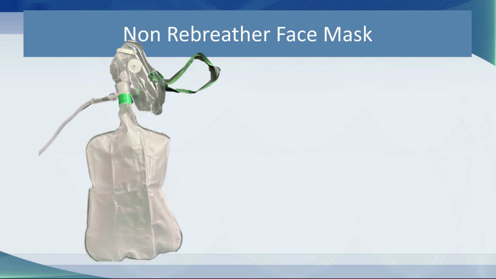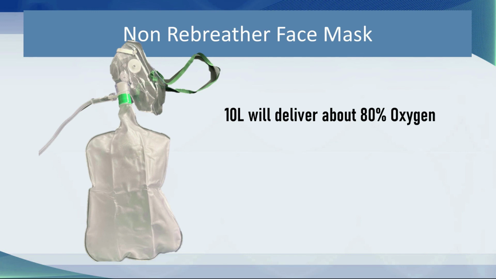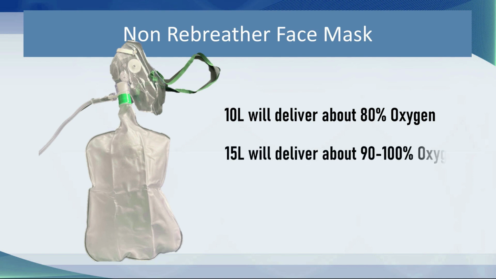With the non-rebreather, 10 liters will deliver approximately 80% oxygen. So this is an amazingly efficient way of getting that amount of oxygen. This is roughly twice the amount of oxygen that you get with a Venturi device for the same flow rate. It is believed, although I'm not sure I believe it, that 15 liters will deliver between 90 and 100% oxygen.